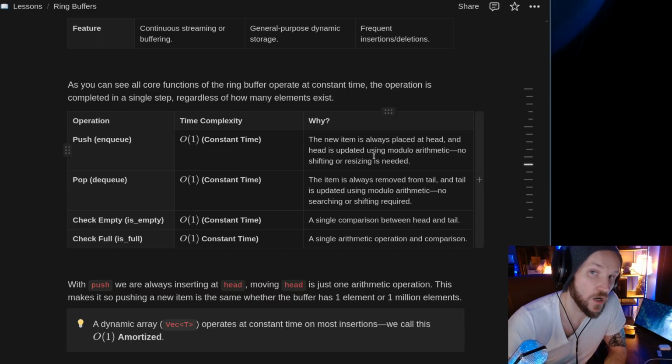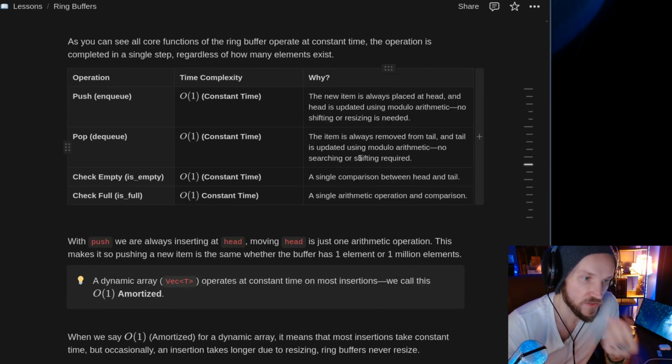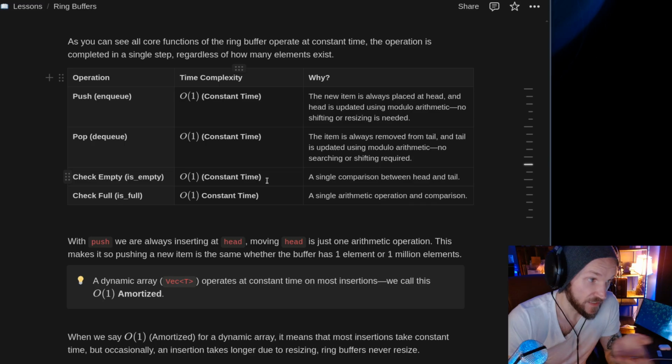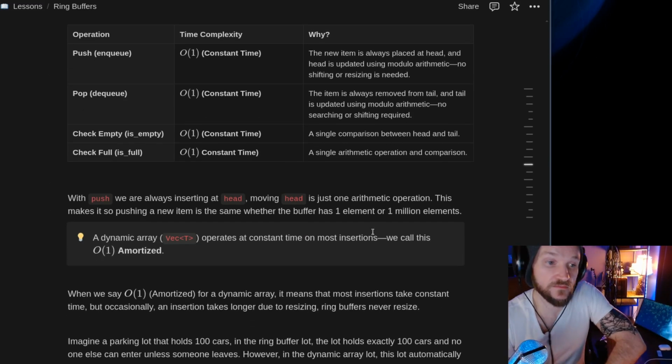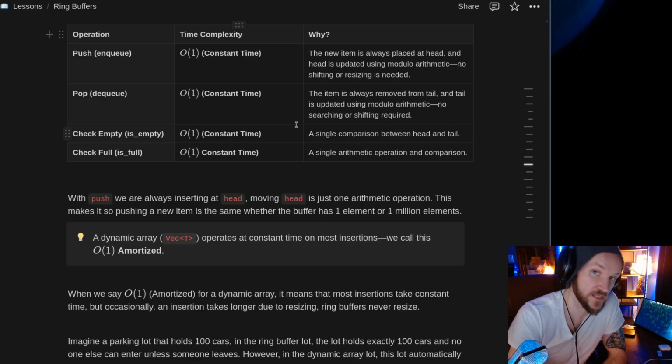So the new item is always placed at the head, right? And the head is updated using modular arithmetic. So there's no shifting or resizing there. And then also at the tail, right? The item is always removed from the tail, and the tail is updated using modular arithmetic. There's no searching or shifting. And then checking if it's empty is a single comparison between head and tail, and full is a single arithmetic operation and comparison, right? The modulo bit. So super efficient when it comes to operating within these confines, right?